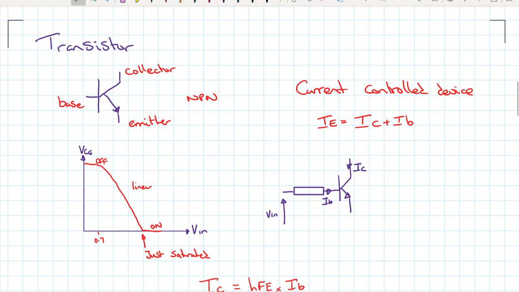So it's the current that we get flowing through it, which, if we then put some sort of output device on using our transistor, depends on the current that we have on the base. The current flowing through it depends on the current that we have on the base.